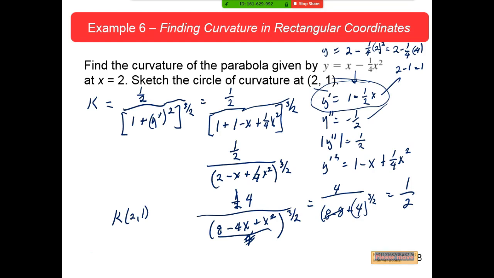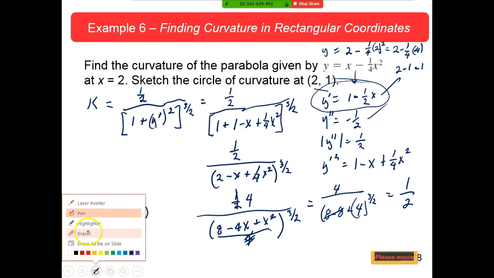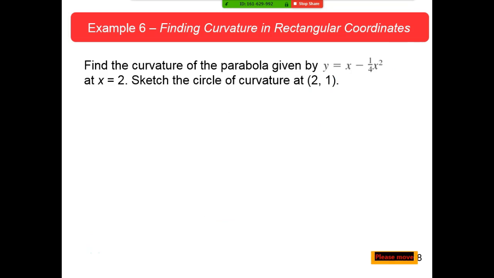I'm going to erase most of this, but remember your curvature at 2, 1 is 1/2. Okay, so I think I'll go on and wipe out all of this. Okay, and the kappa, capital K at 2, 1 is 1/2. Now, notice that's a circle of curvature. Can anyone tell me the radius of that circle? Now that's at a point 2, 1. Don't get anything confused. What is the radius at that same point?